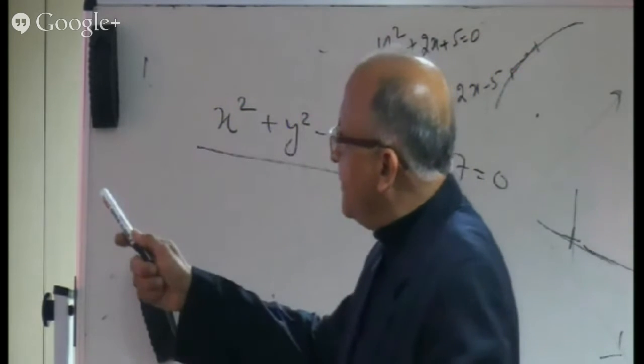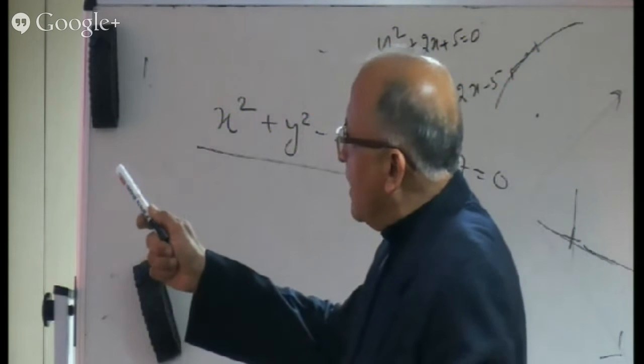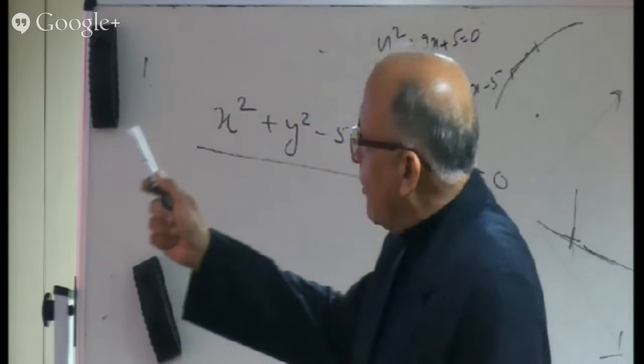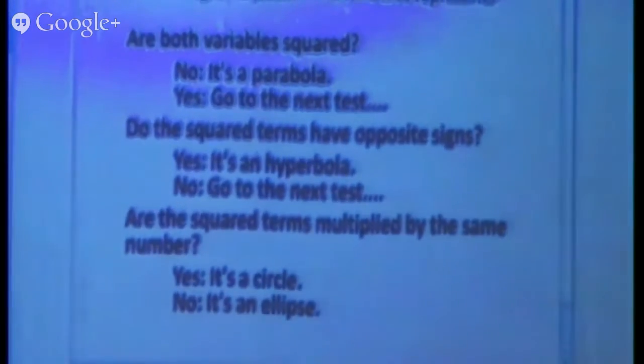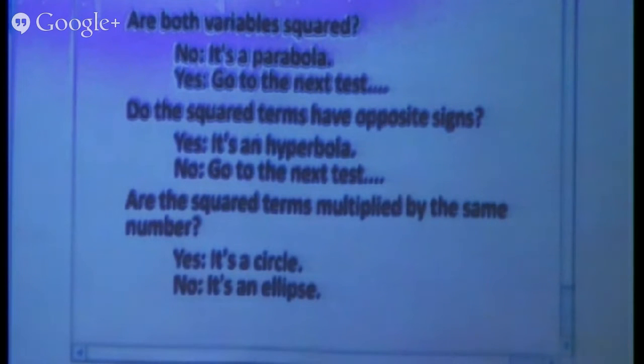So if the square terms have opposite sign, it's a hyperbola. If they have the same sign, again we are confused. It can be an ellipse, it can be a circle. So what is the next test? If they are equal, it's a circle, otherwise it is an ellipse.